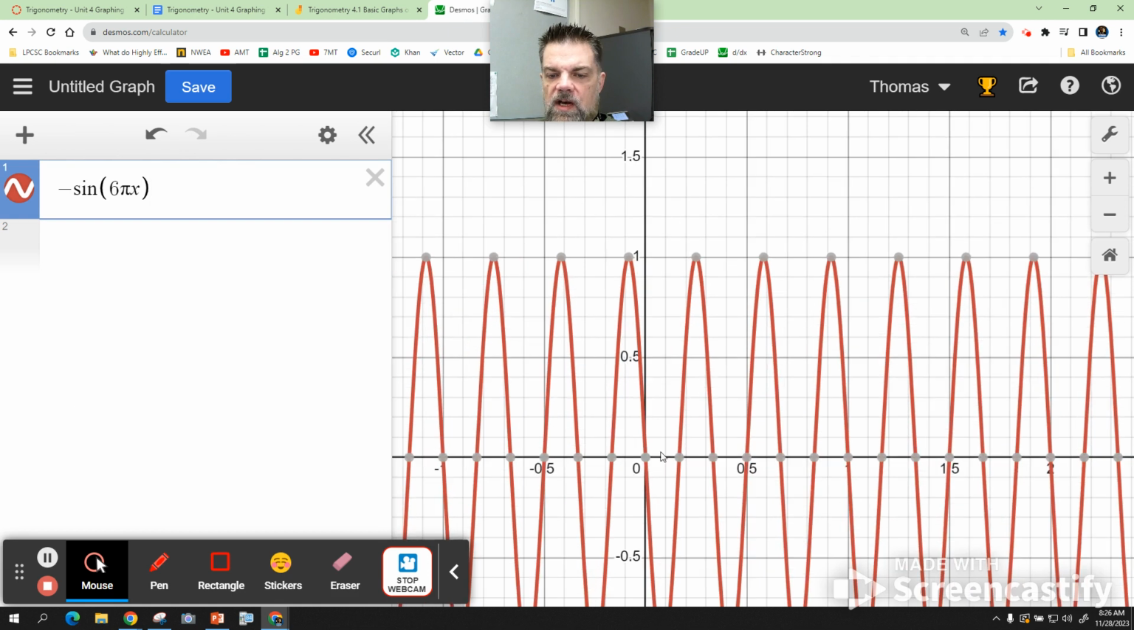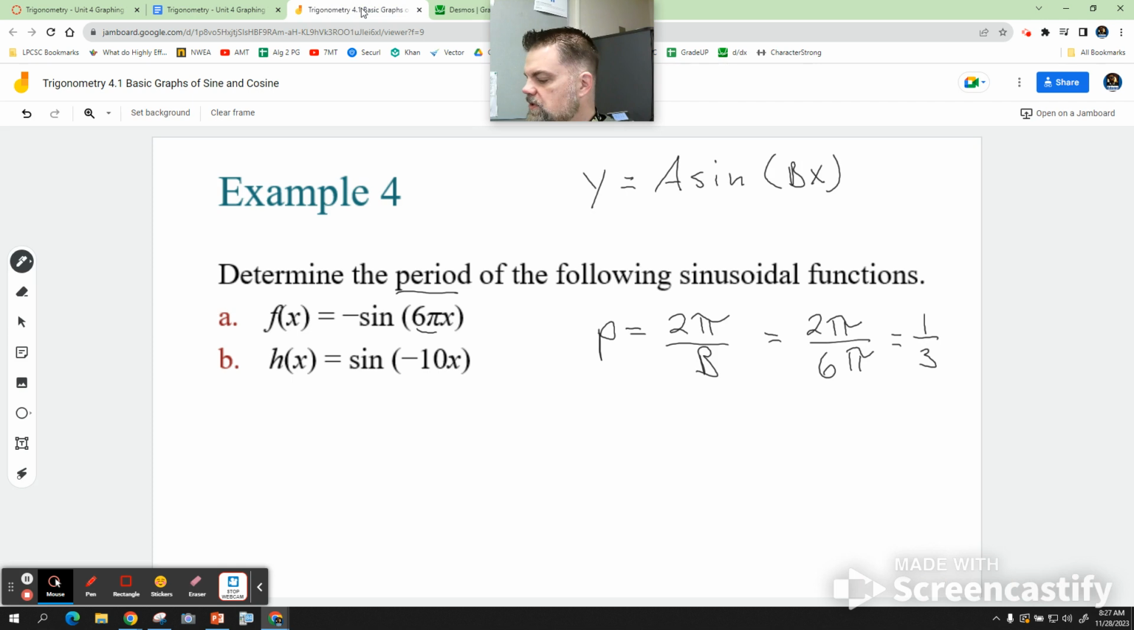Now on this one, the period starts here at the origin, and it goes down 1, up 1, and it comes right over here. So the period, or if you go from hump to hump, but this one's easier because it goes from 0 to 0.3 repeating. What's 0.3 repeating? 1/3. So we know that that one's right. The period of that is 1/3. That's for A.